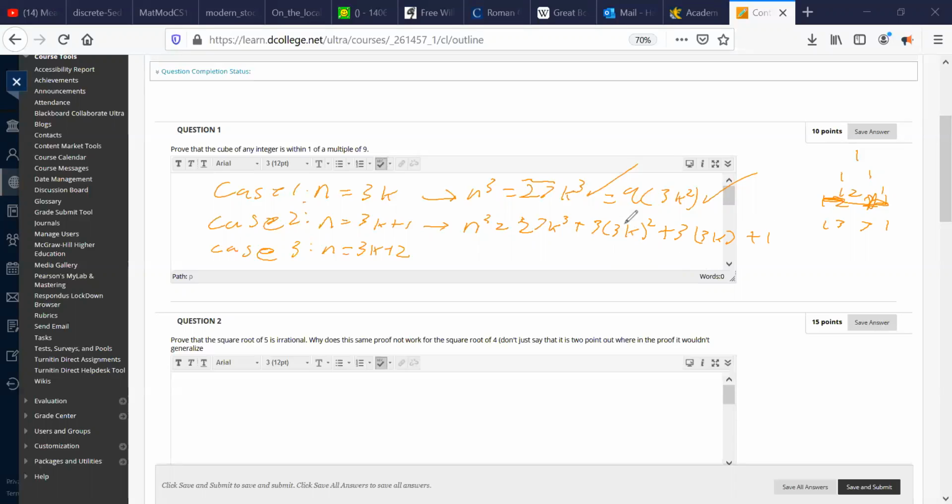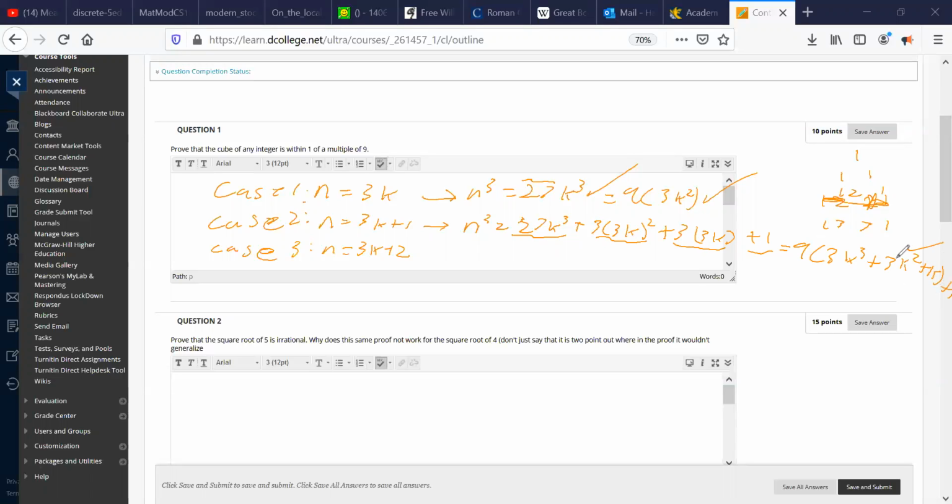So in this case, what do we have? This right here is a multiple of 9. This right here is a multiple of 9. This right here is a multiple of 9. So I have the sum of 3 things that are a multiple of 9 plus 1, which is equal to, so I can pull out a 9 times 3k cubed plus 3k squared plus k, all plus 1.